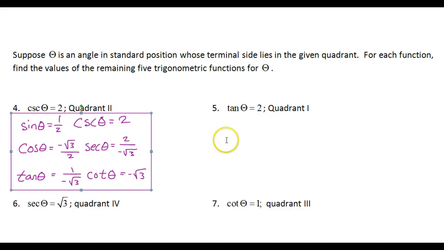Number 5. Let's take, well, we're given that the tangent of theta is 2 and we're in quadrant 1. So let's take a look at that.